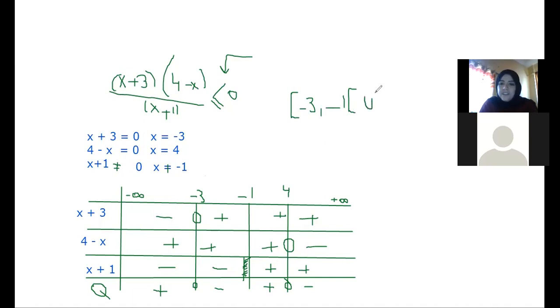So then we put the union, then 4 till plus infinity. I don't have any problem with the 4. That's perfect. Okay, let me just screenshot this so I can have reference. That's more than perfect.